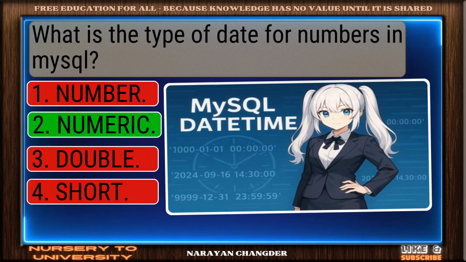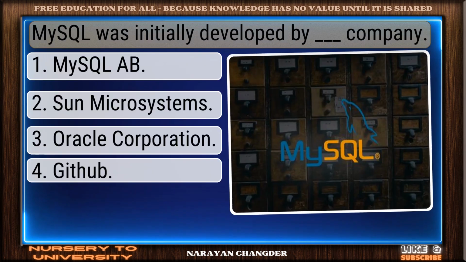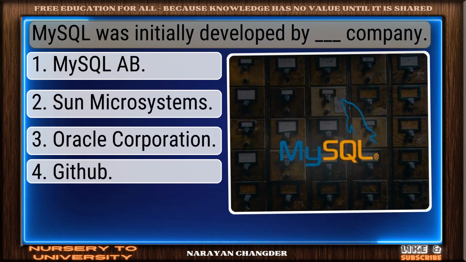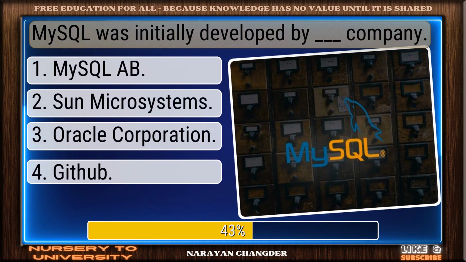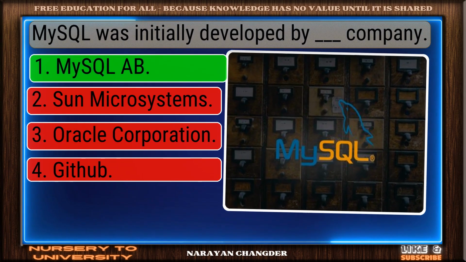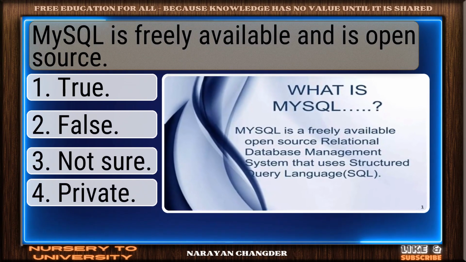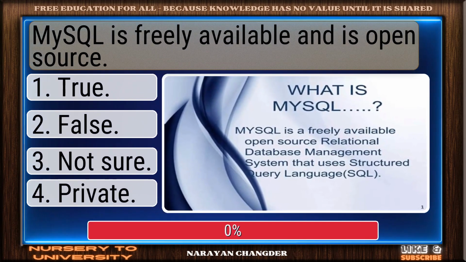Solid response. Numeric is a valid choice. Question number 48. MySQL was initially developed by dash company. Well reasoned. MySQL AB is the correct choice. Question number 49. MySQL is freely available and is open source.